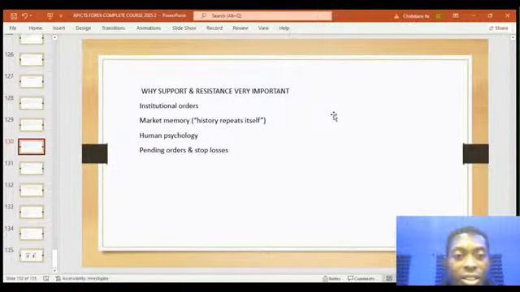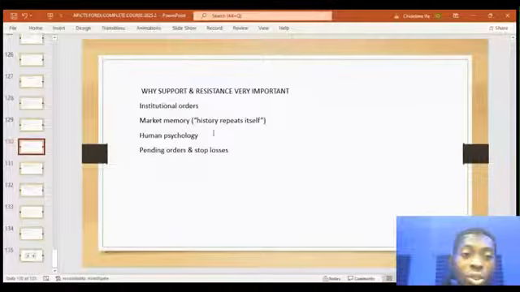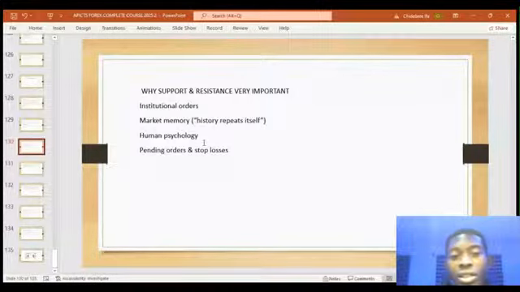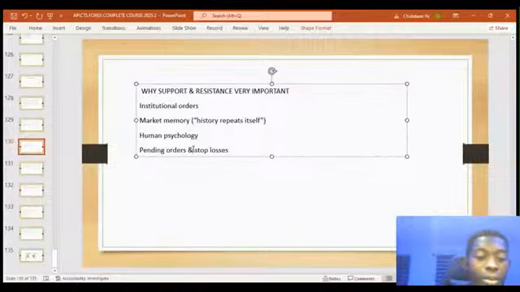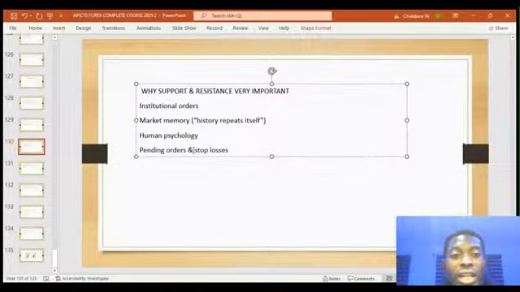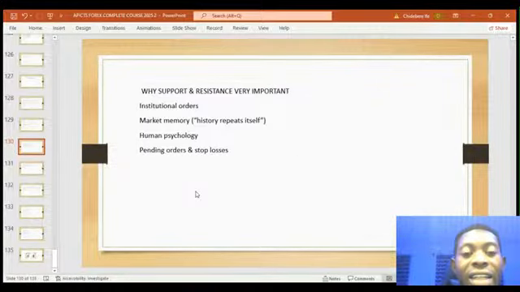Then we have human psychology, where some people think, oh, it's going to happen here, that's going to happen here, and then the pending orders and stop losses. This is where people usually place their take profits, at support and resistance. So you see reaction at those zones.